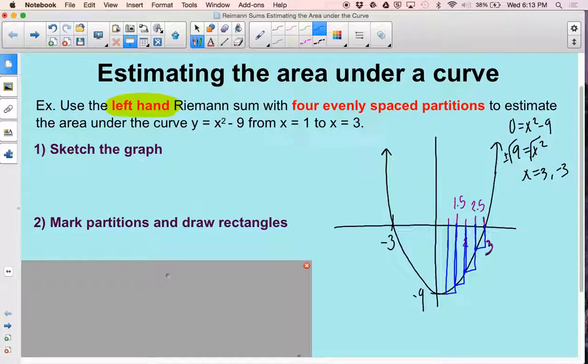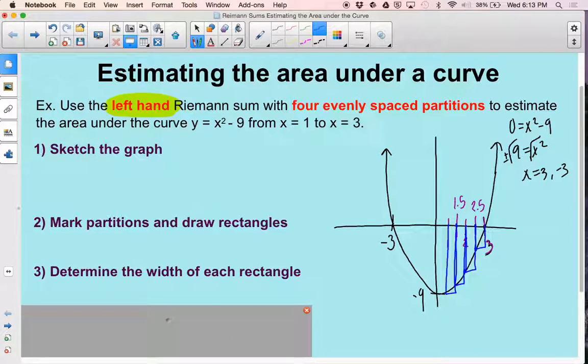So when you do a left-hand Riemann sum, you start from the left, and then your last number you don't actually use to form a rectangle. Okay? So I did step 2, I marked my partitions and I drew the rectangles. Now I want to find the area of them. So I need to know the width of each rectangle. I'm going to call that width delta x, because that means change in x. My change in x here is 0.5, so that's my width.